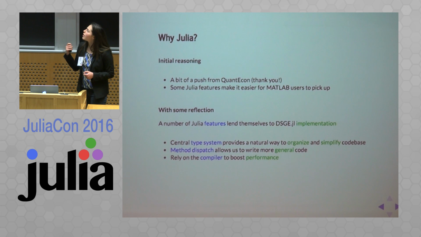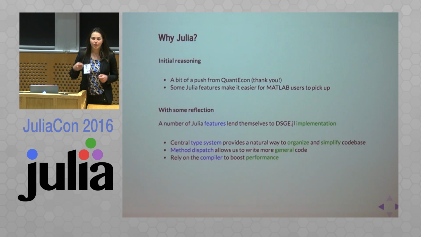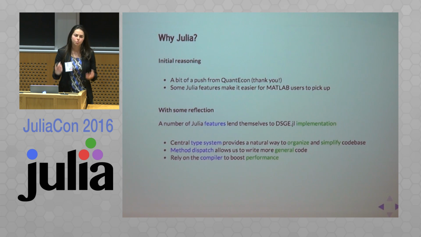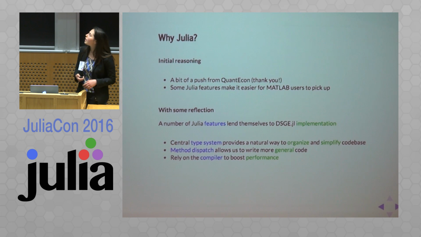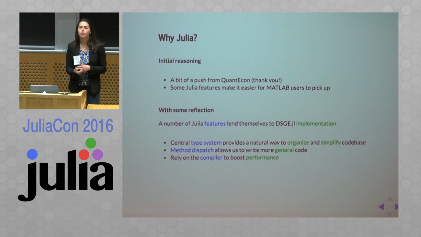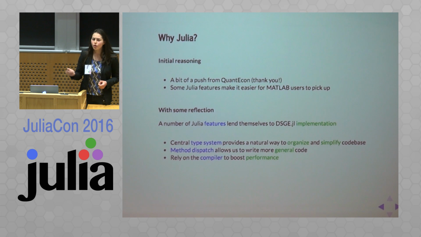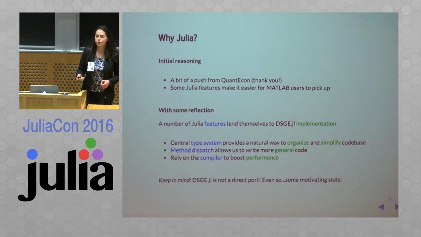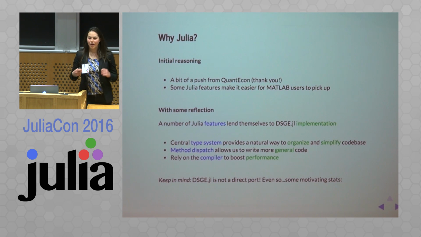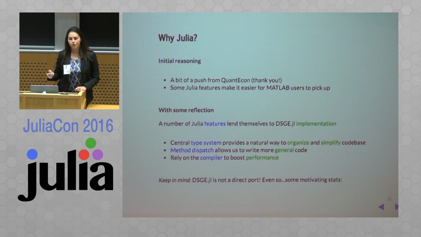So for example, the central type system in Julia is something that allows us to express and organize and simplify our code base and express things in a very intuitive way. Dispatch allows us to write more general code so we can handle more kinds of models more easily. And then we can rely on the compiler to boost our performance. And that'll give us the flexibility to do things like estimating nonlinear models, like I talked about a little bit before. So now I'll also show a couple of performance stats that are motivating in terms of the kinds of benefits that we've been able to see from moving to Julia.